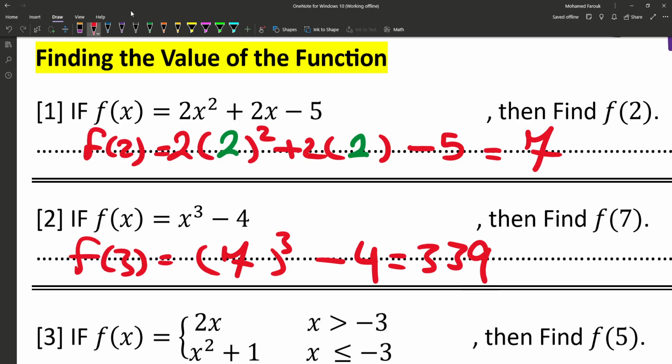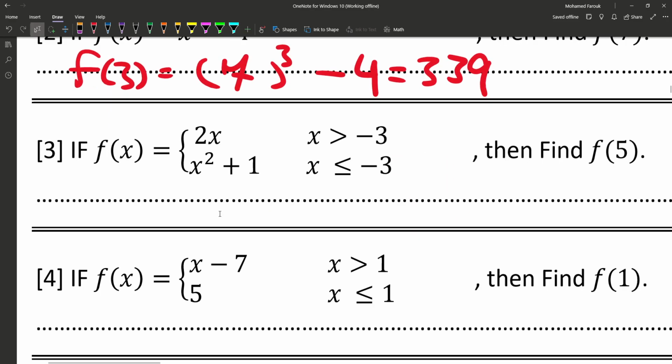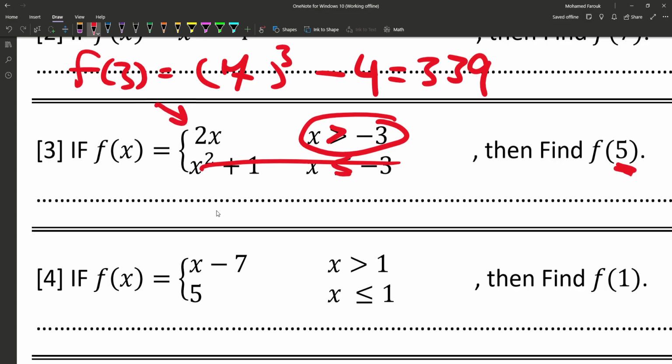Okay, next part. This is a piecewise function. It's a similar idea, but you need to consider first which part you will plug in your numbers in. So if you need f of 5, at first you will search where 5 is. Is 5 bigger than negative 3 or smaller than or equal to negative 3? No, it's bigger than negative 3. So I'll cancel this part and only plug in my number in this part. So to get f of 5, it will be 2 times 5, which is equal to 10.